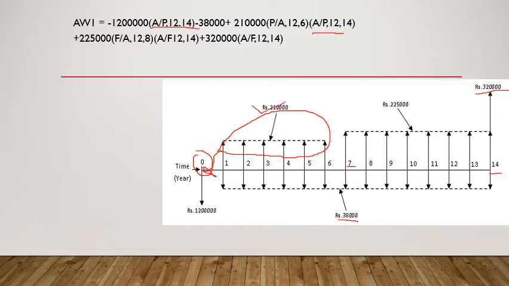Next is 2,25,000. This is nearer to F. So it would be convenient for me if I convert that into F instead of converting that into P. If I want to convert this 2,25,000 into P, what I need to do, first it is starting from T7.